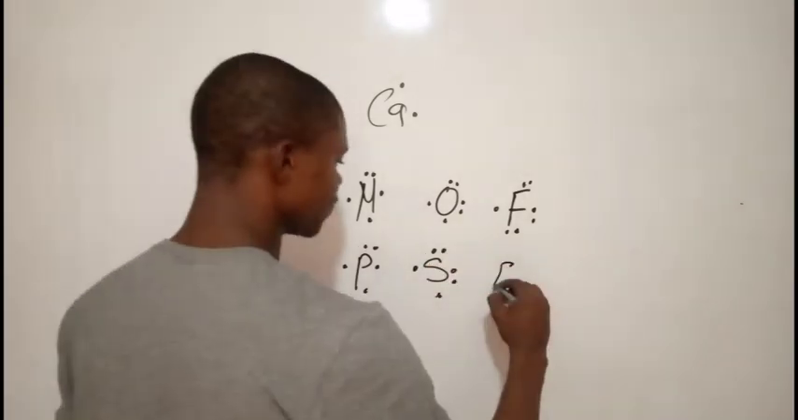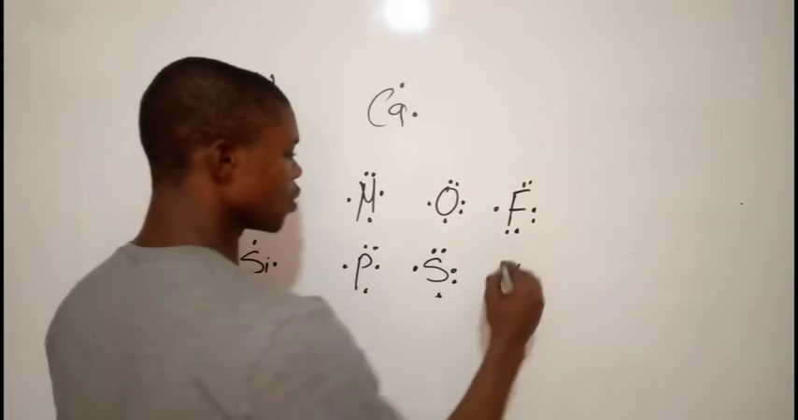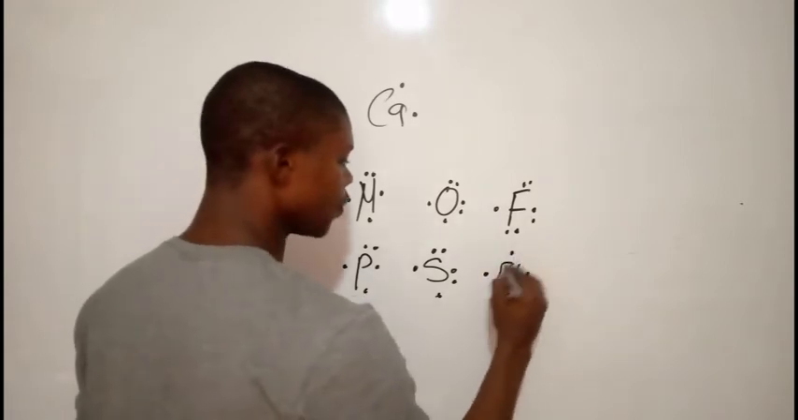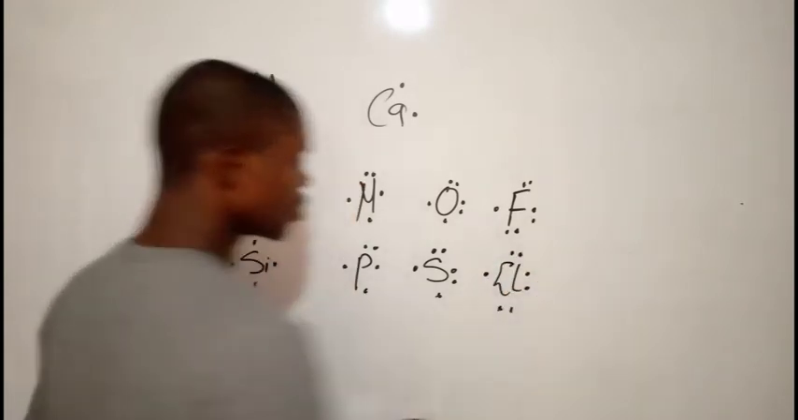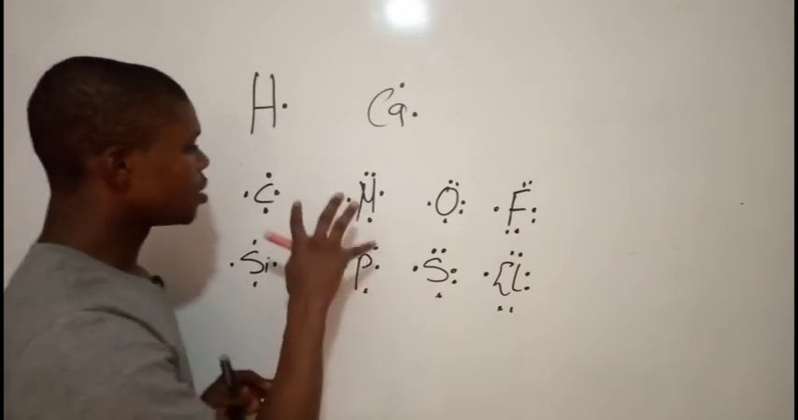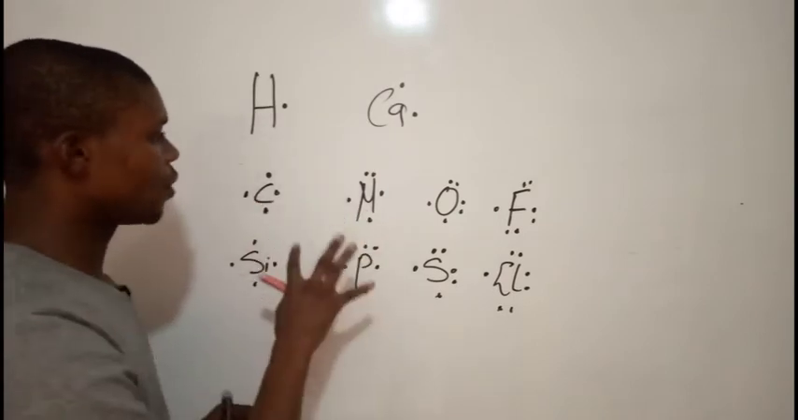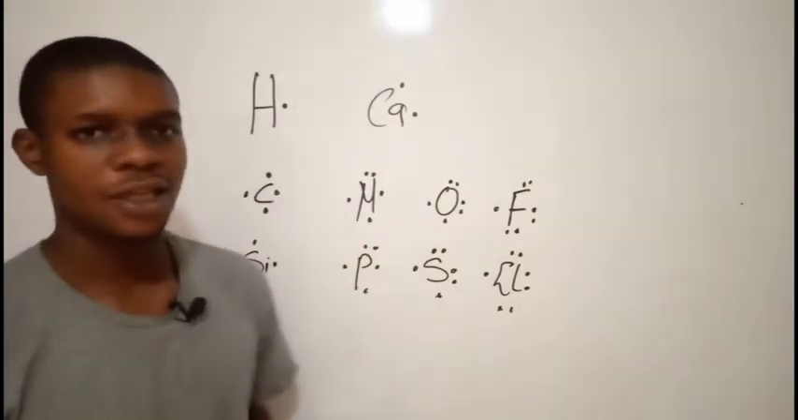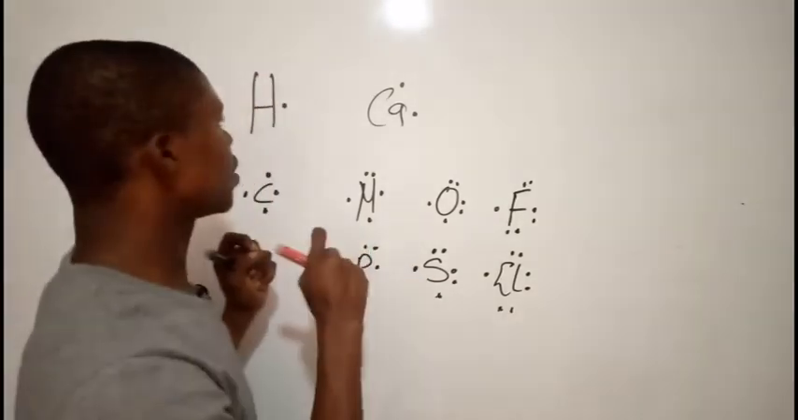Now what about chlorine? Chlorine is in group 7. It's going to be 1, 2, 3, 4, 5, 6, 7. So this is the way to draw the dot structure for each atom. You get that? So this is all about valence electron. So the next thing we want to look at is bonding electron.